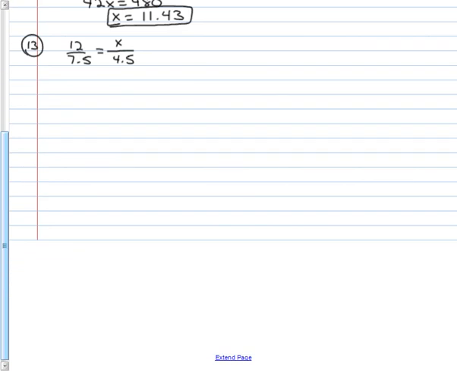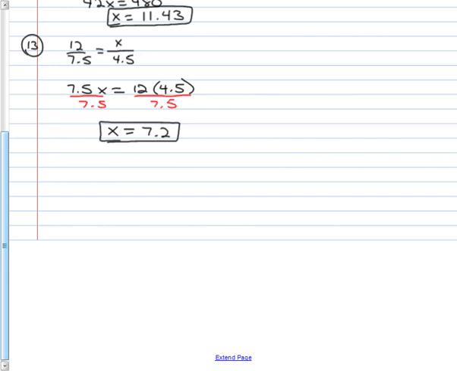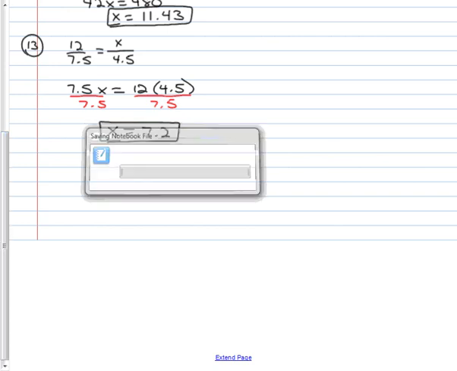And cross products. 7.5 times x must equal 12 times 4.5. Dividing by 7.5 to isolate the x. X equals, see if you can beat me to it and get the right answer. Maybe somebody already yelled out that it's 7.2, and the person who said that was right. And the one who said something else, not so much.